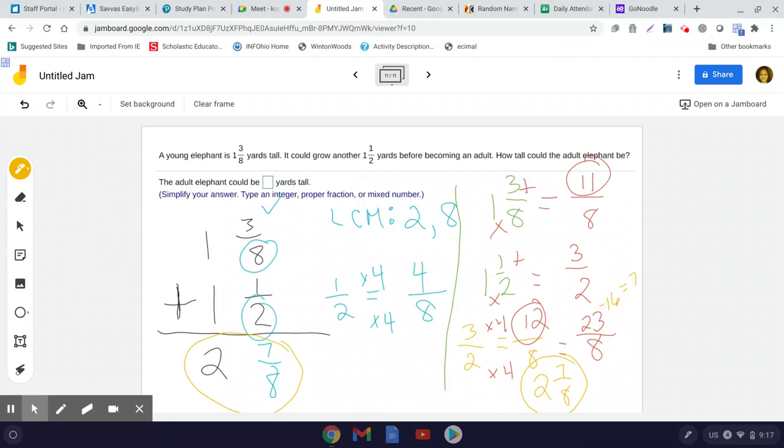So the first strategy is to add the whole numbers, then convert the proper fractions into a common denominator. The second strategy is to convert the mixed numbers into improper fractions, then find the common denominator. Then you have to convert it back into a mixed number because they want the answer to be simplified. All right, so that is how you deal with mixed numbers. We'll take notes on this today.